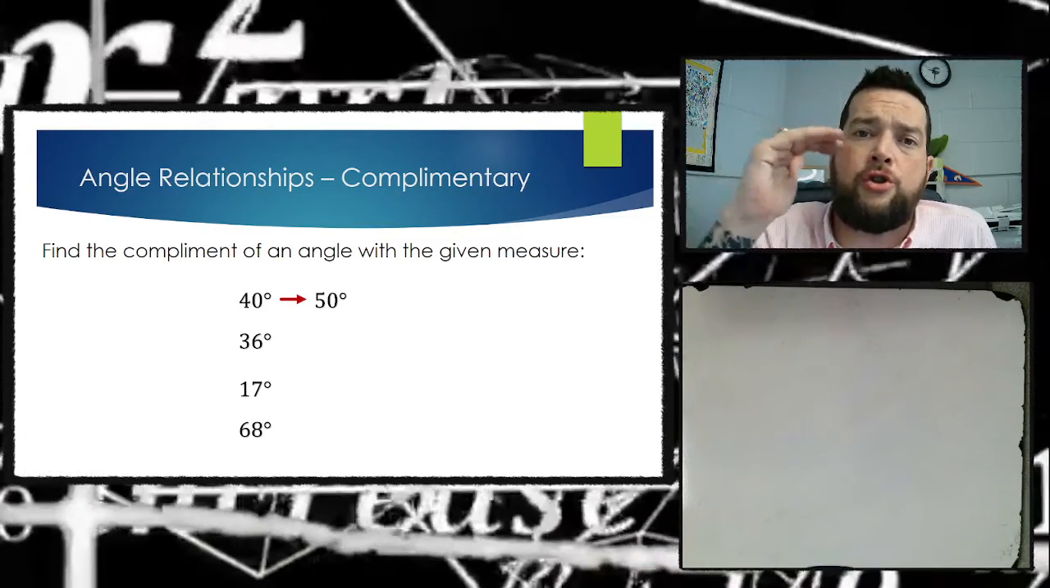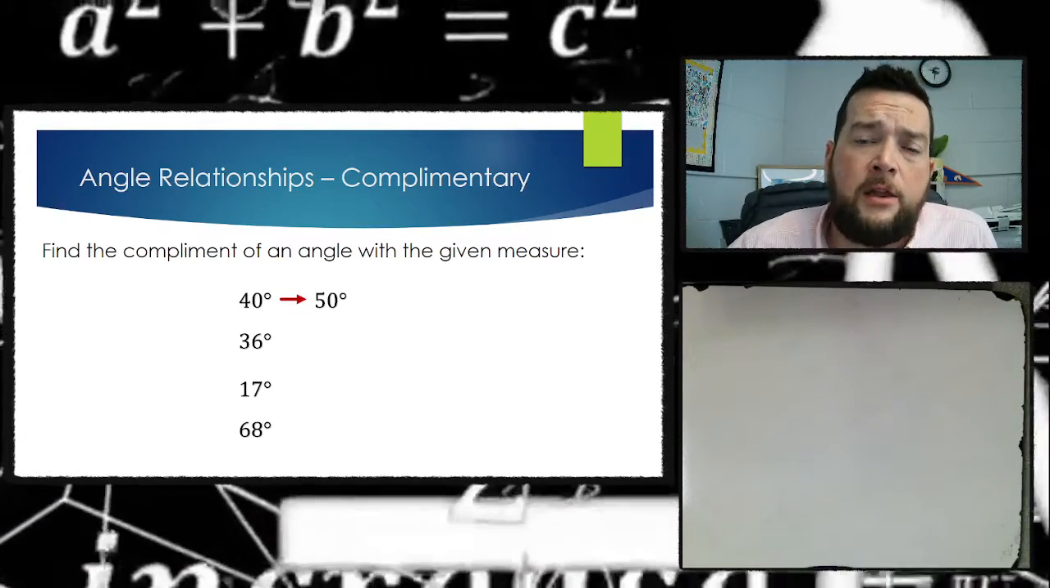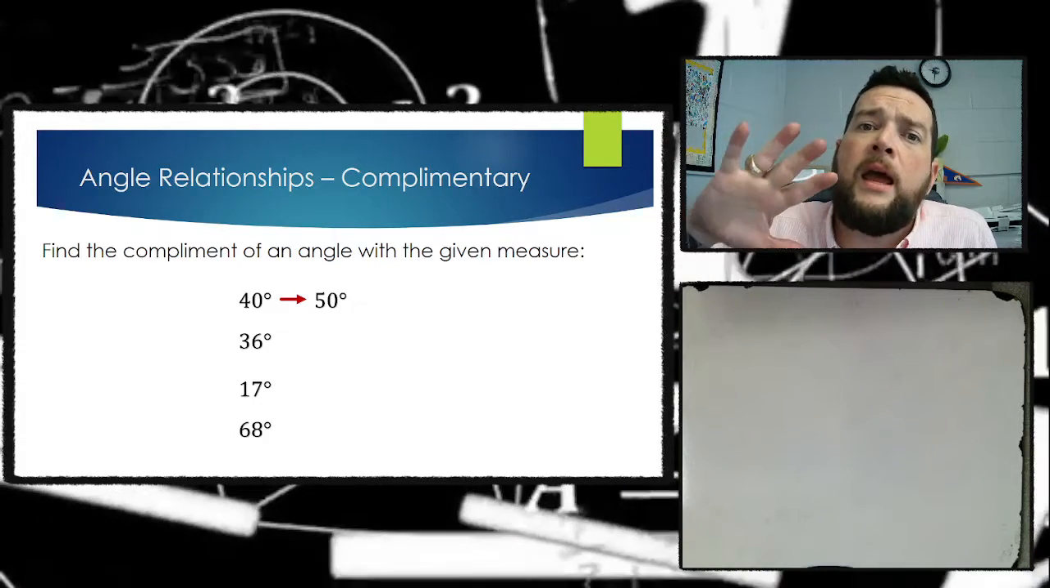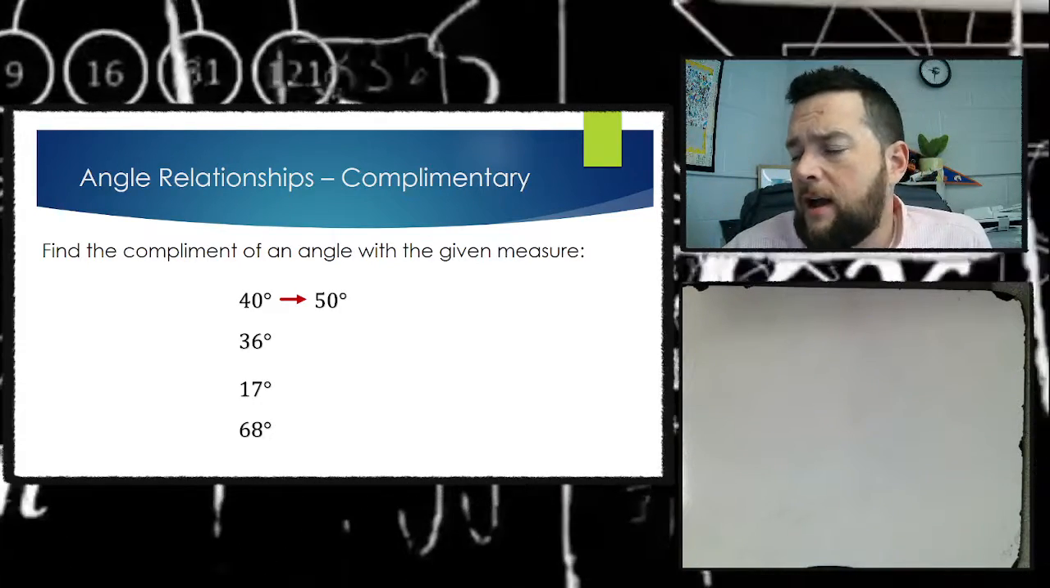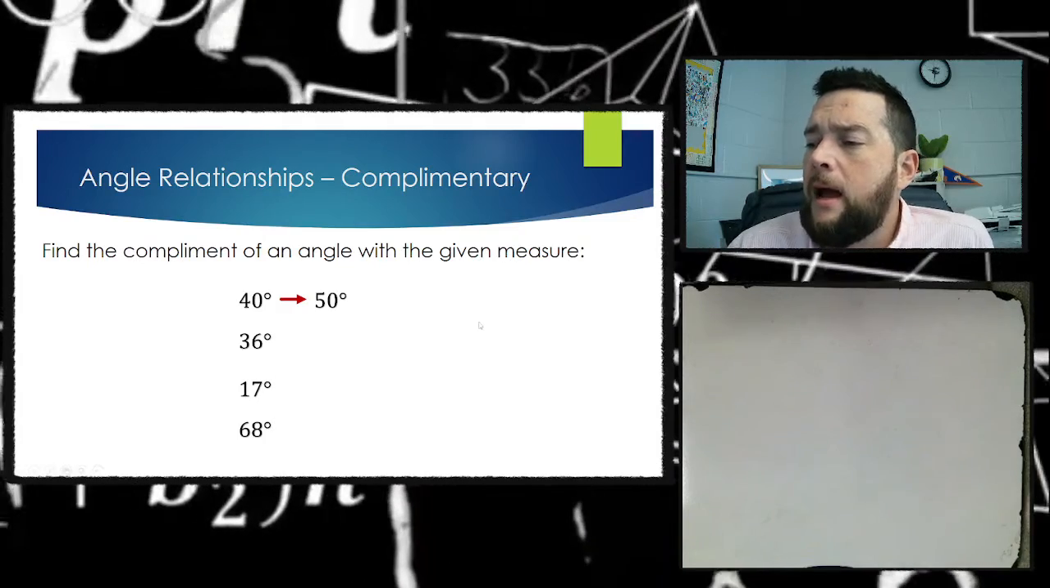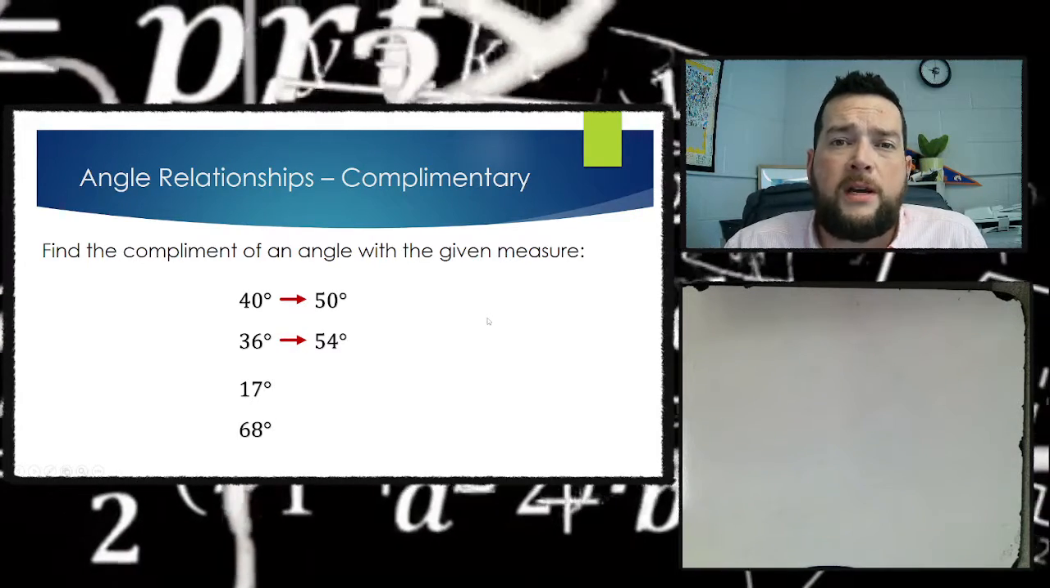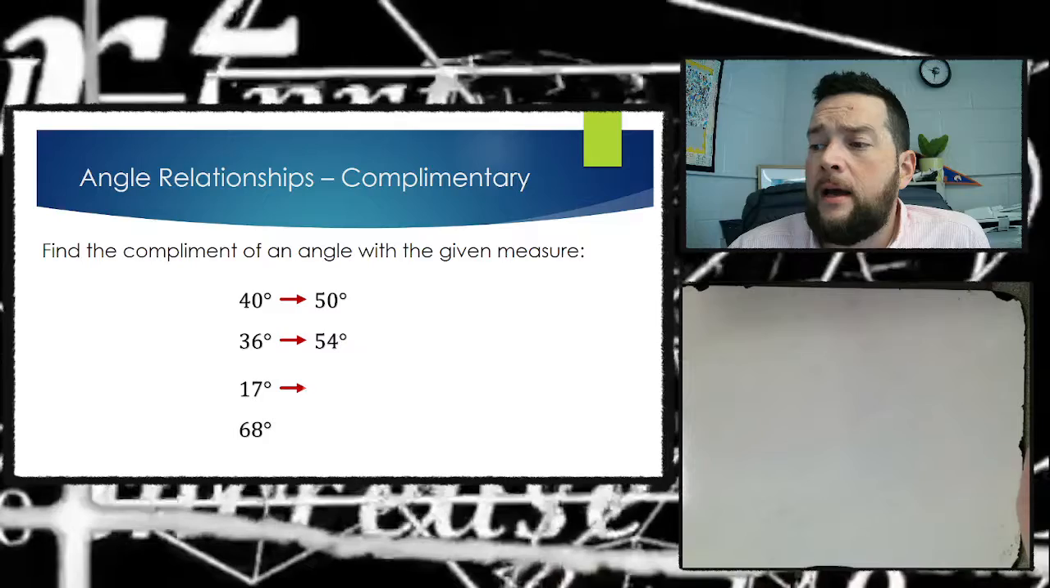So I want you to do the other three right there, and then just hit the pause button, go try those other three, and then come back to see if you've gotten this correct. All right, the complement of 36 would be 54, because that's what I'm adding to it to equal 90.